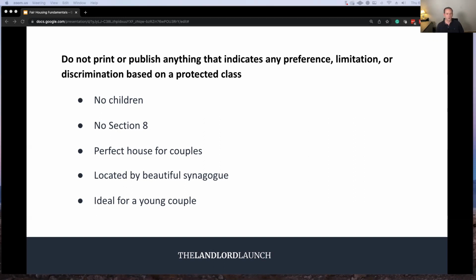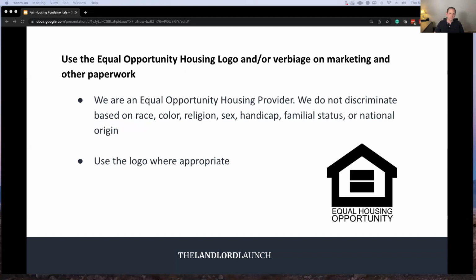Don't say stuff like perfect house for couples, located by beautiful synagogue. I mean, who is that excluding? Ideal for a young couple, who is that excluding? Just watch out for some of that language and ask those questions. Is that excluding anybody? Use the Equal Opportunity Housing logo on your marketing, some of your other paperwork.